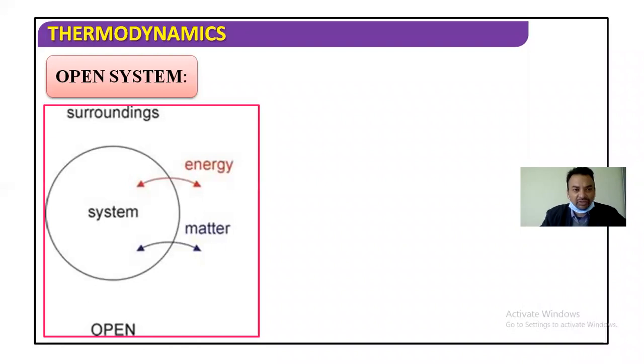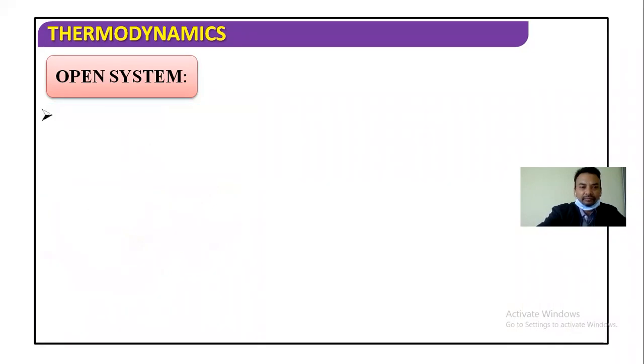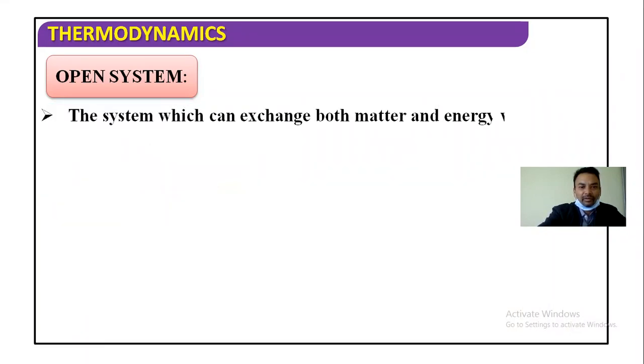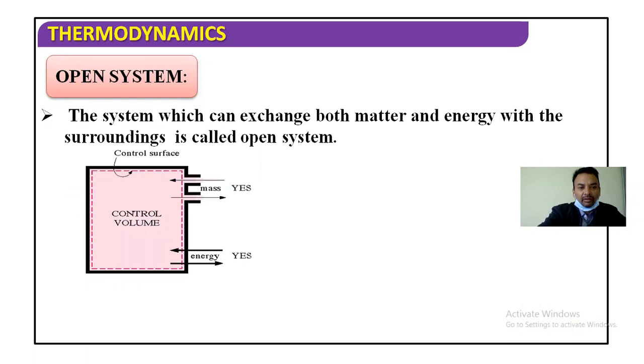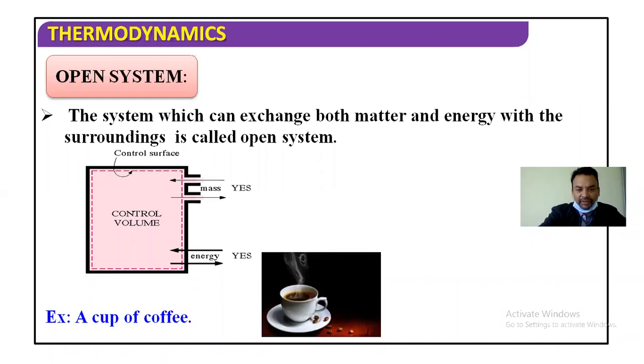So already we discussed open system. In an open system, both energy and matter are exchanged from system to the surrounding and vice versa. A cup of coffee we already discussed. This is the example of an open system. You can see the vapors coming out, and along with that, heat is also coming out.